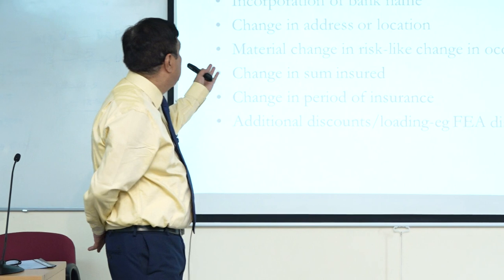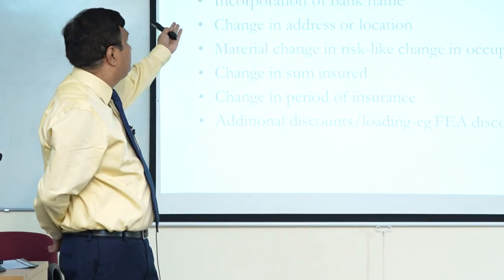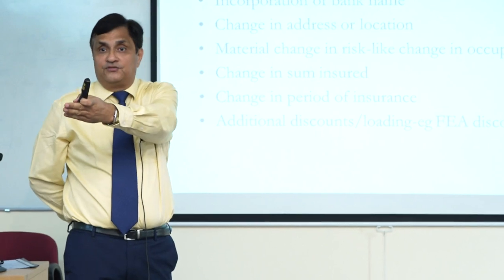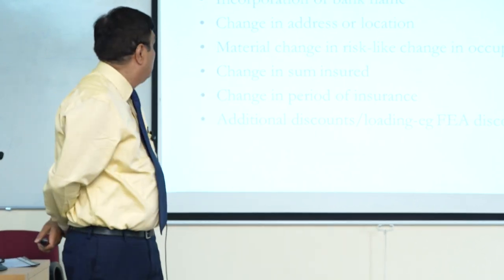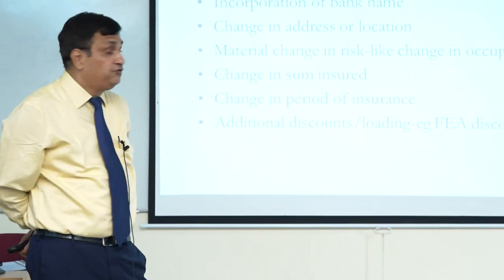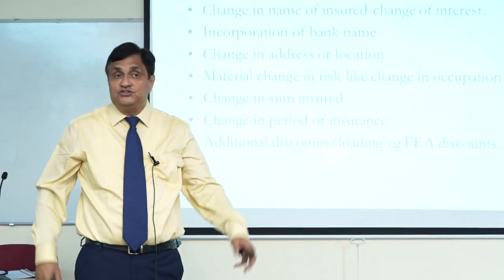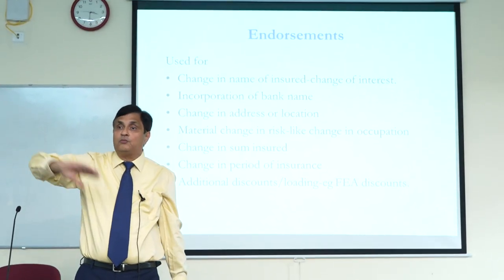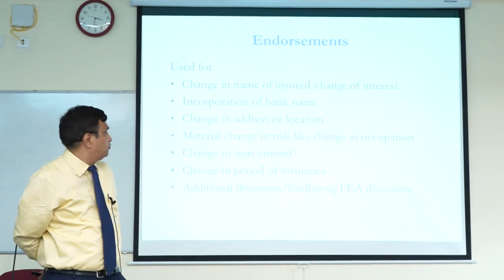So fundamentally, it's to incorporate, for example, a change in name of insured. That means I sold off my property to somebody else. So that will be a reason. Incorporation of bank interest, I told you, the bank may have given a loan. Change in address or location. Last year my stock was located in this warehouse. I rented out a new premises, I'm going there. That also you have to pass an endorsement.